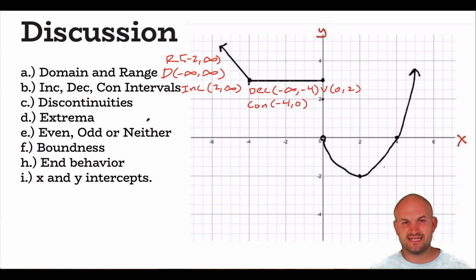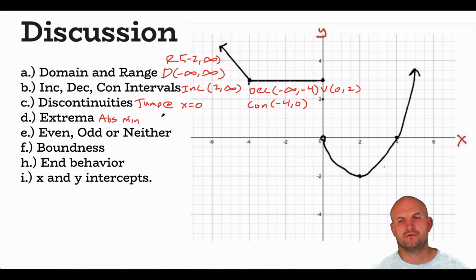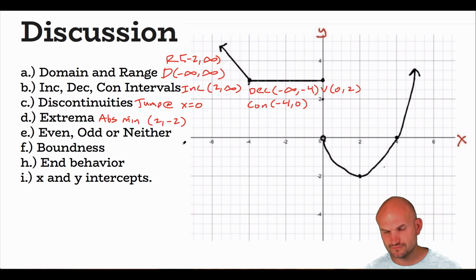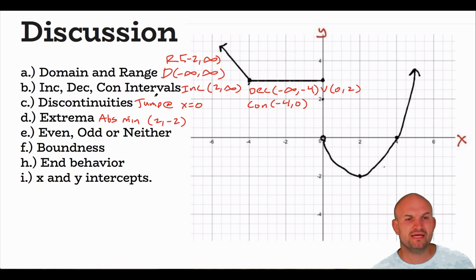Okay, the discontinuities, we have a jump at x equals 0. Extrema, you can see that we have an absolute minimum here at 2, -2. All right, and this absolute minimum occurs at 2, -2. But yeah, that's going to be it. We're not going to consider these as an absolute max or an absolute min.